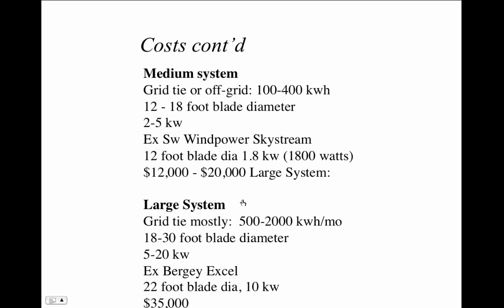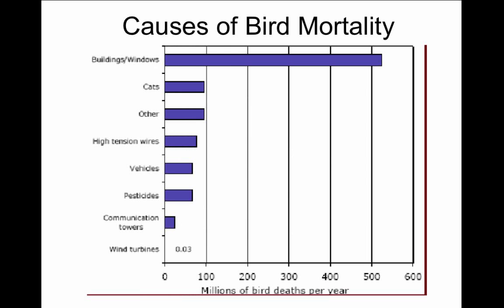Then a very large system, which could provide enough energy for one or several large, energy-inefficient homes, would have an 18 to 30 foot blade diameter and a 5 to 20 kilowatt generator. An example would be the Bergey XL that we have here at the Sustainable Living Center with a 22 foot diameter blade. That's about $35,000. Actually, that's the cost of the tower and the turbine; the install cost is probably more like $50,000.